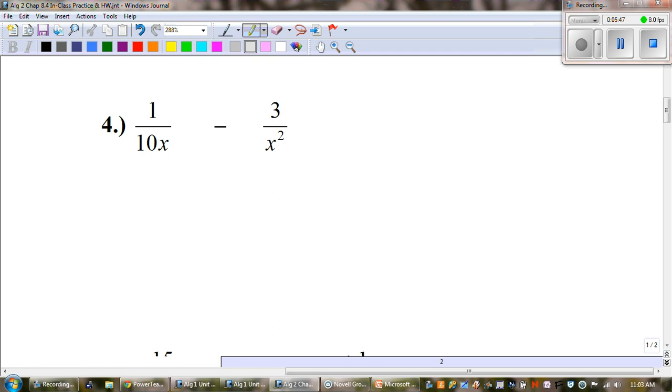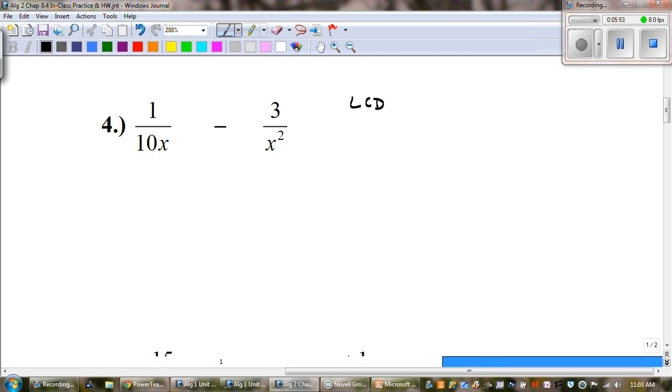All right, so we need to figure out what our LCD is. I'm going to break the second fraction down because that's x times x, and this is just 10x. So what they have in common is the x. I need to add another x, and I also need to add a 10. So my LCD is a combination of those 2 things, which is going to be 10x squared.